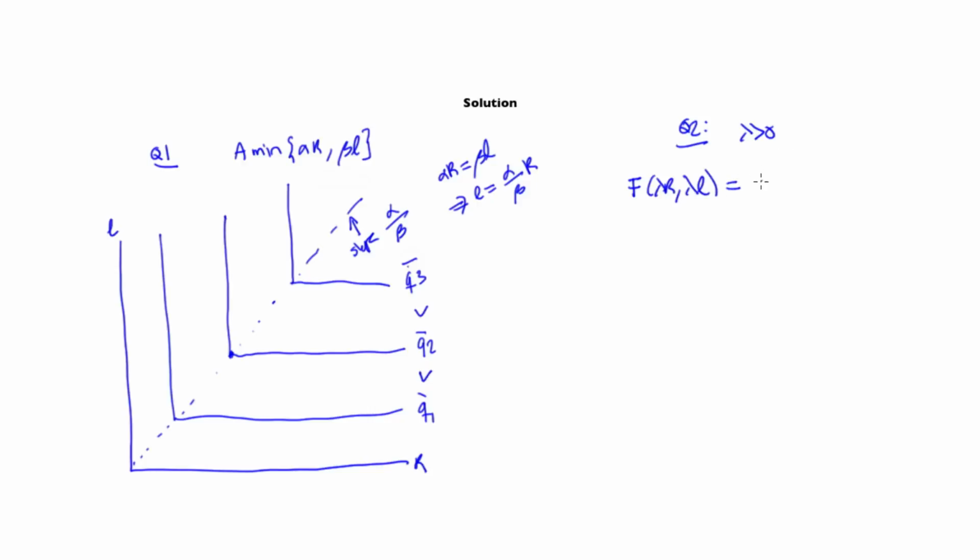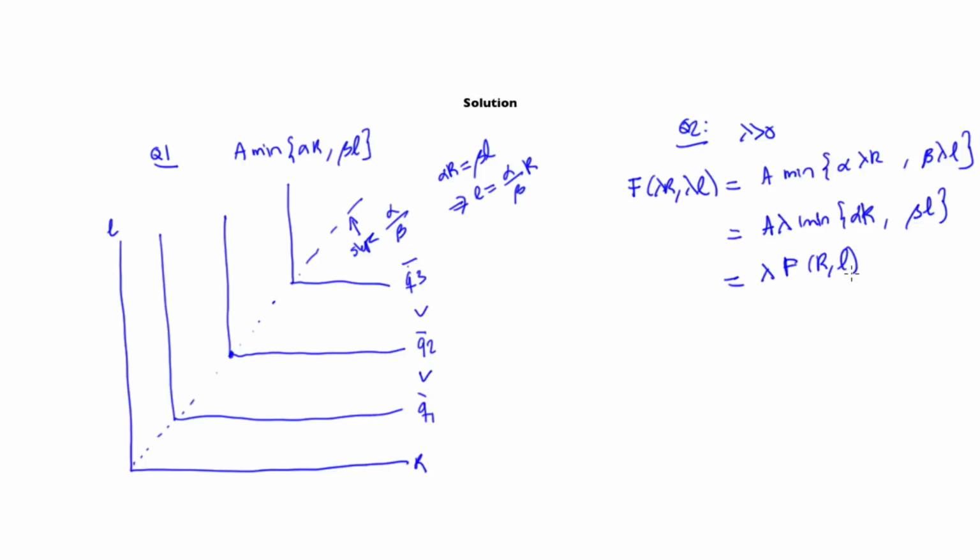Well, that is going to be equal to just substituting A, the minimum of alpha lambda K, beta lambda L. Now, this is a key step here. If you have the minimum of lambda one number times lambda another number, you can bring the lambda out. So this is equal to A lambda, the minimum of alpha K, beta L. But then this is equal to lambda F of K comma L. And this is exactly the condition for constant returns to scale. So the Leontief production function satisfies constant returns to scale.